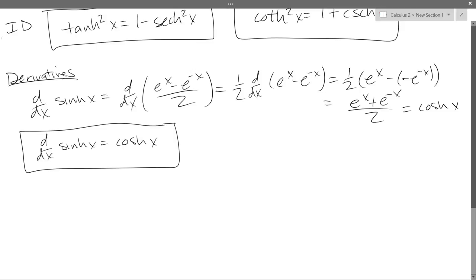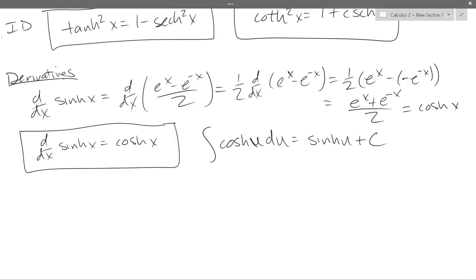Now we do get a free antiderivative for every derivative we get. We don't have to work any harder really to get the antiderivative. So we'll write it right next to this. So the antiderivative of cosh x is sinh x. So the antiderivative of cosh u du is sinh u plus c. So that is our antiderivative. I move the derivative operator to the other side by the inverse derivative, or the antiderivative.